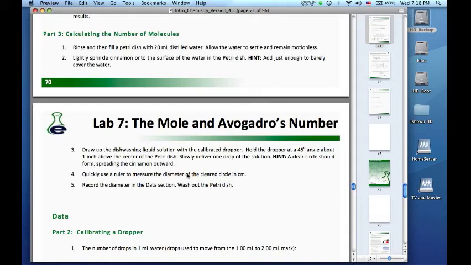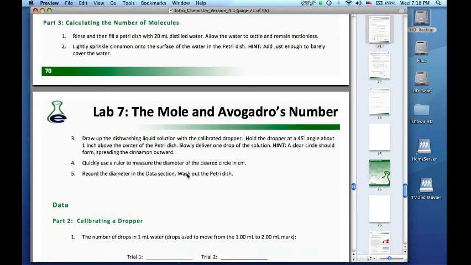layer of molecules of the dishwashing soap. So a monolayer means one layer. And this is very difficult to do.